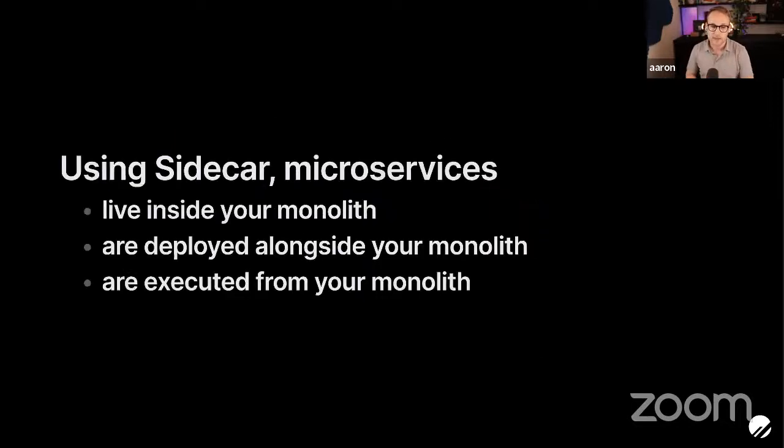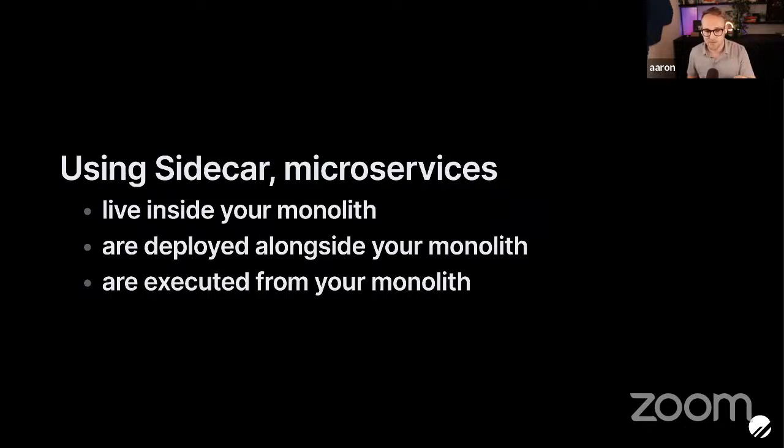So with Sidecar, these microservices live inside of your monolith, and it's a single code base. The microservice lives inside of the monolith. They're deployed along with your monolith, so they're deployed at the exact same time that your monolith is deployed. They're actually deployed from your monolith. And I think maybe the most interesting part is they are executed from your monolith. So this is a big trade-off that I personally think is worth it. And I'll show you what it means here in a second.